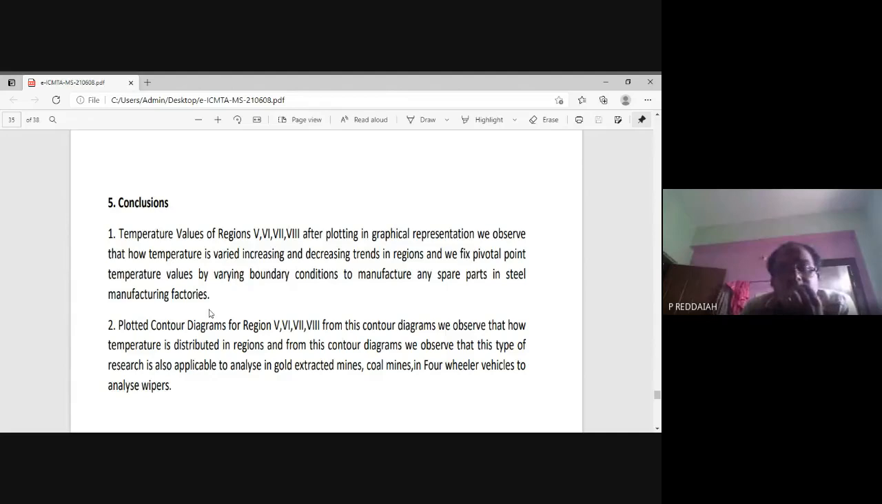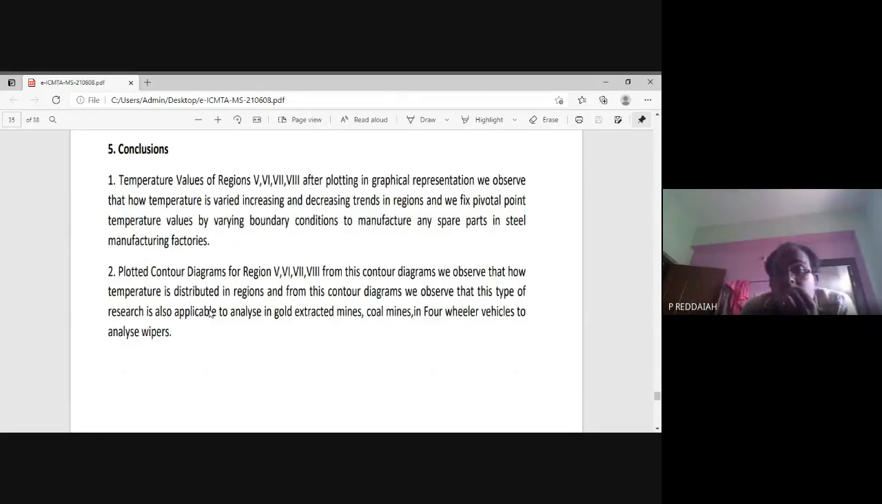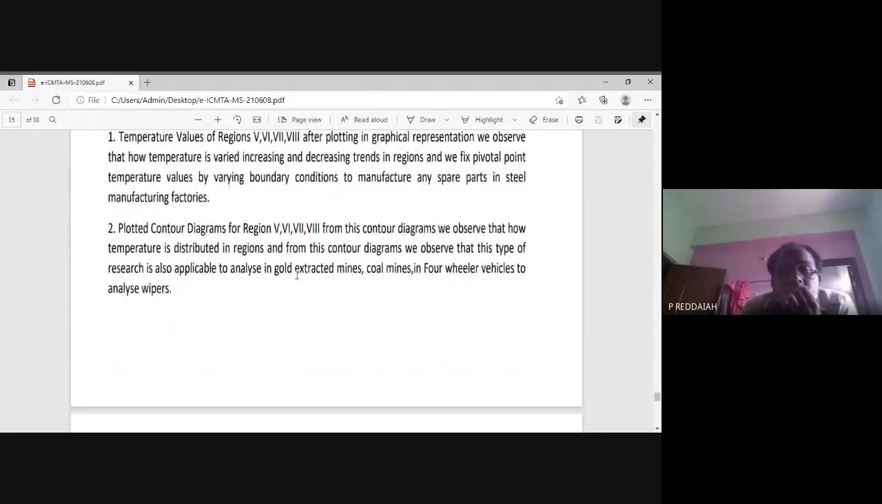And then from these contour diagrams, we have shown its applications, such as in mines, coal mines, and then 4-wheeler vehicles to analyze wipers. These are some of the applications.